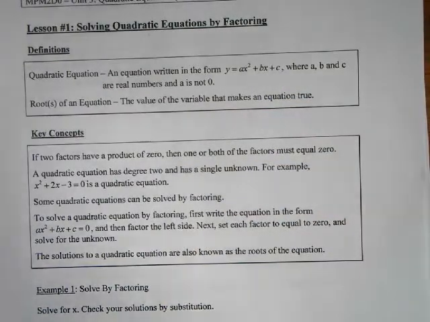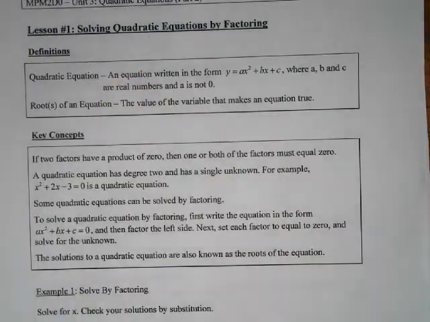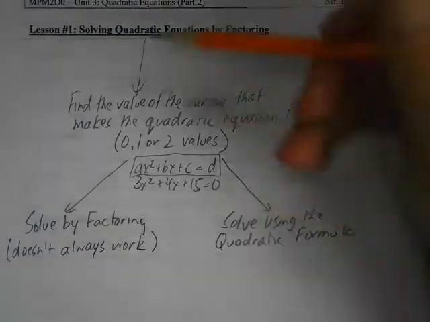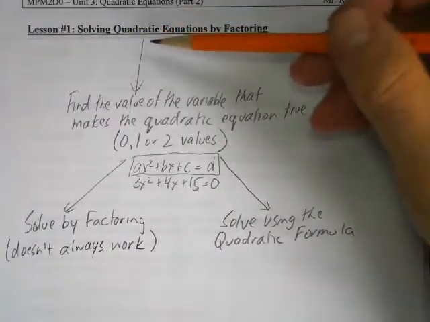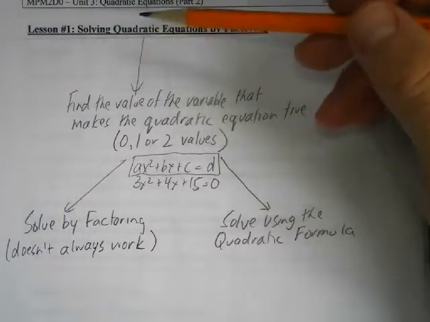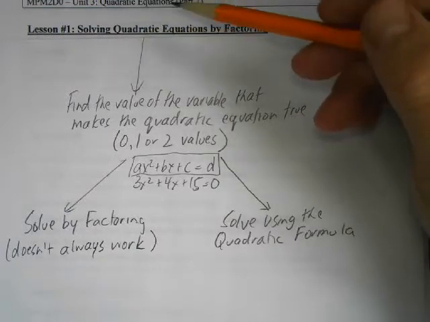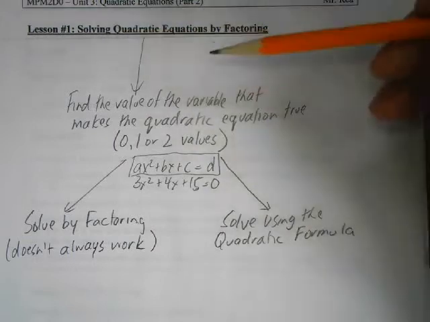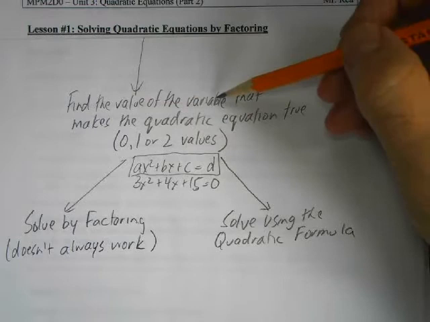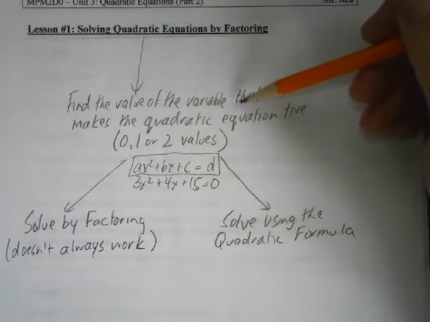Okay, today what we're doing is we're doing something called solving a quadratic equation by factoring. So what does that mean? Well, the word solving, if you remember back to grade 9, we solved linear equations. Basically, that meant find the value of the variable, which is usually x, find the value of x that makes the equation true. So when we're solving quadratic equations, it's the same goal. We're trying to find the value of the variable, which usually is x, but not always, that makes the quadratic equation true.